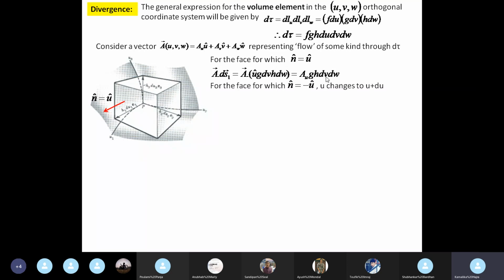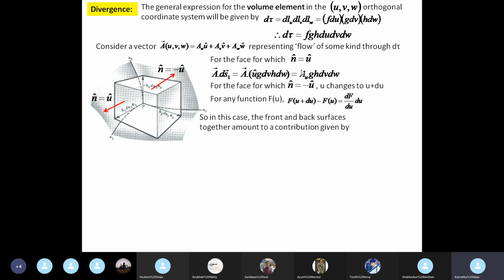Okay. Now for the face for which n cap is minus u cap, which means I am talking about the back surface now, the value of u will change to u plus du. I mean, there is a difference between the values of u in the front and the back surface. So for any function f of u, we know that f at u plus du minus f of u is given by df/du into du. So our expression here is A_u into g into h.